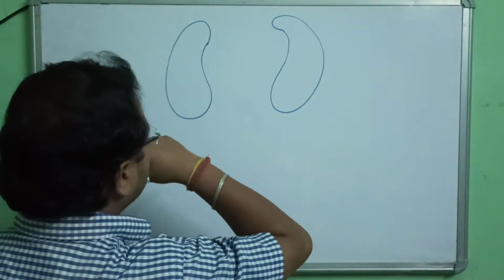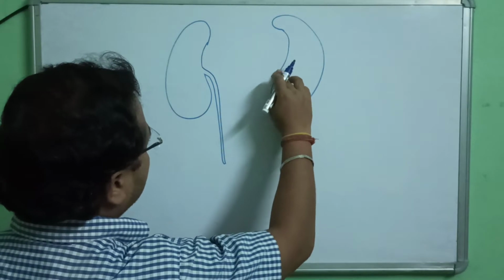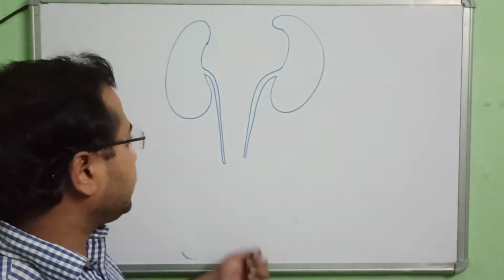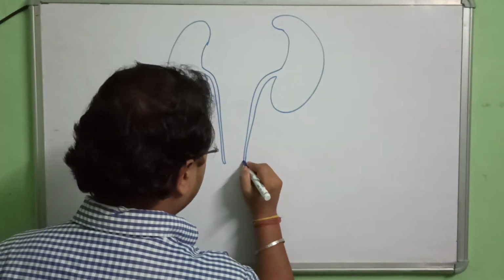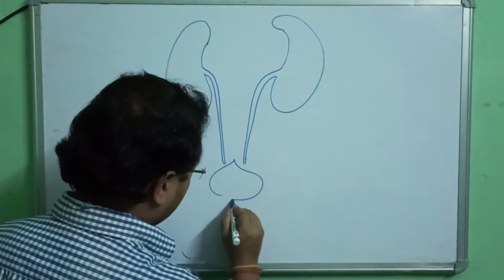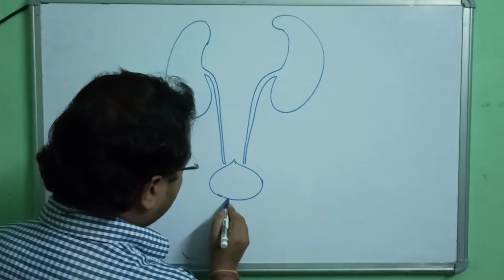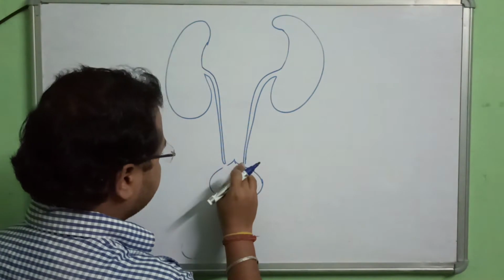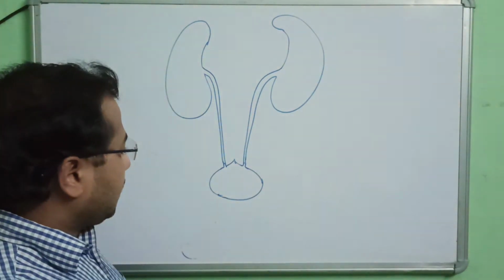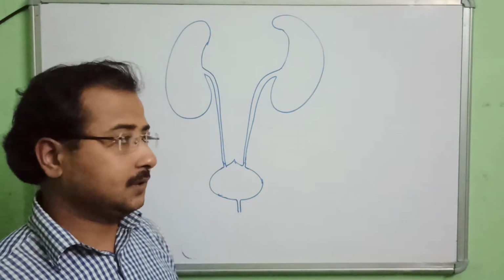And then from the kidneys, what happens? Two ureters come out from the two kidneys like this, and then they join with the urinary bladder. One urinary bladder is present here, where they connect. Clear? And then the urethra. Simple, the diagram is done.